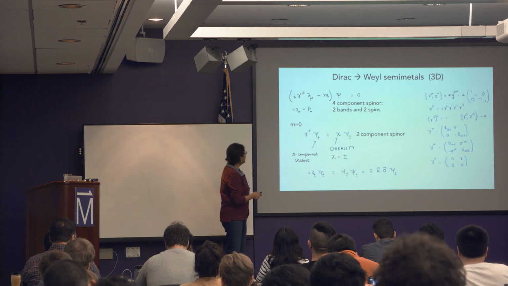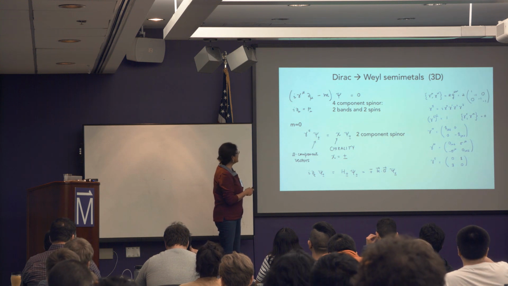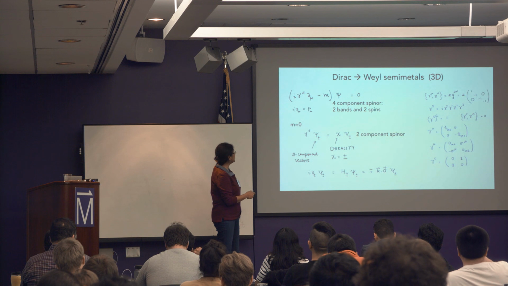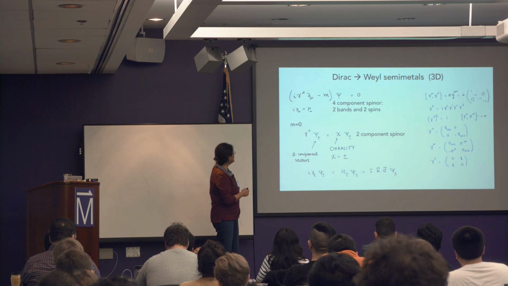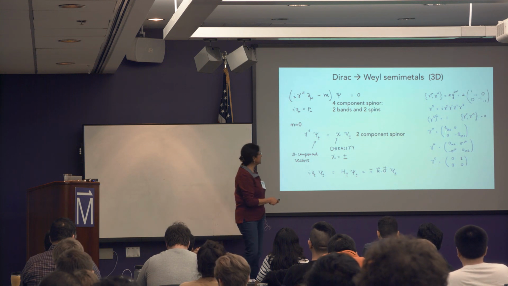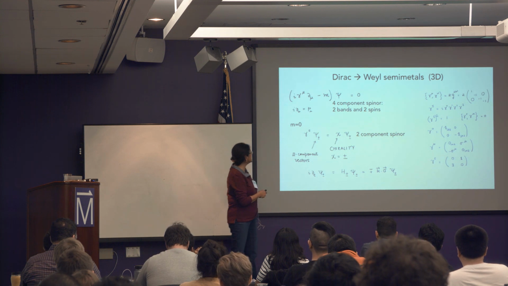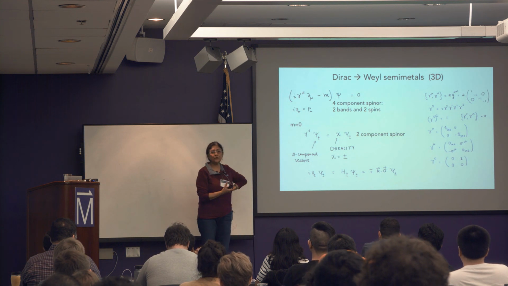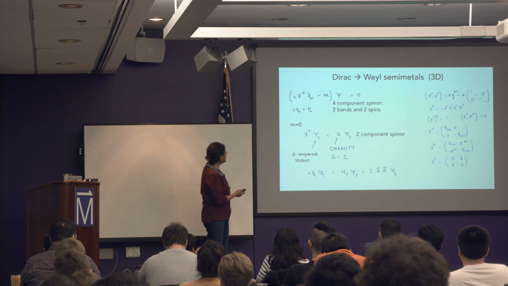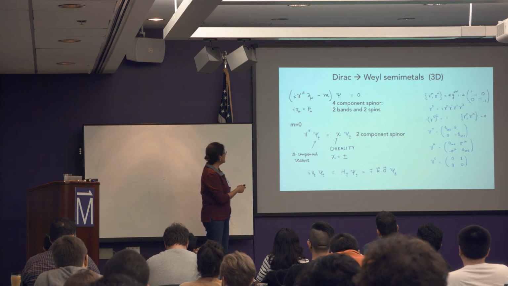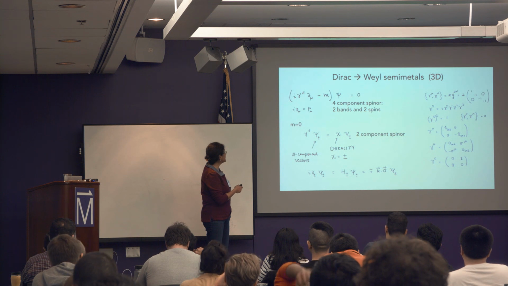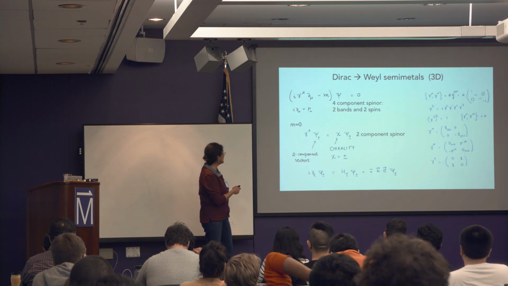Okay, so a Dirac semi-metal, this is the Dirac equation using these gamma matrices, which you can think of in terms of a four-component spinor, let's say two bands and two values of spin, and two spin components. This is the general form. Now, if the mass is zero, so we make it massless fermions.